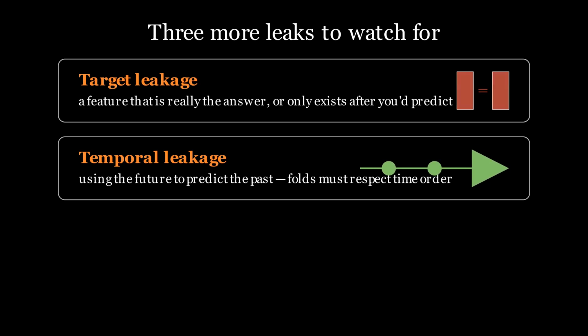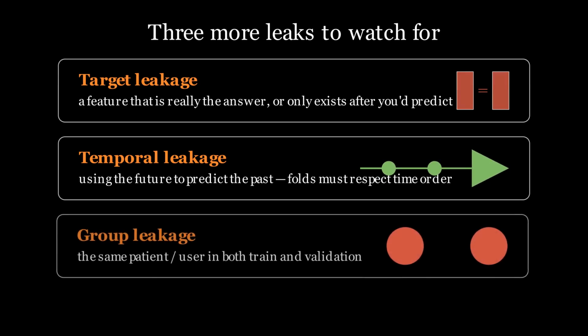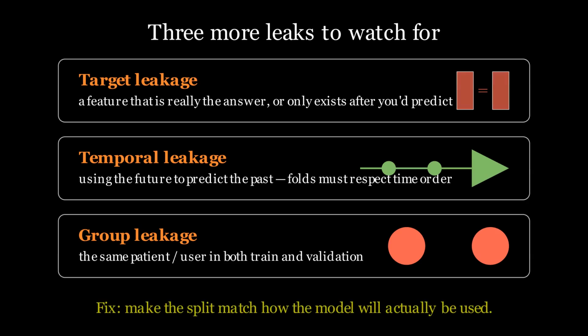Temporal leakage is using the future to predict the past. If your data has time order, your folds have to respect it. And group leakage is when the same entity, say the same patient or user, appears in both training and validation. The model can memorize the individual instead of learning the pattern. Same fix every time. Make the split match how the model will actually be used.